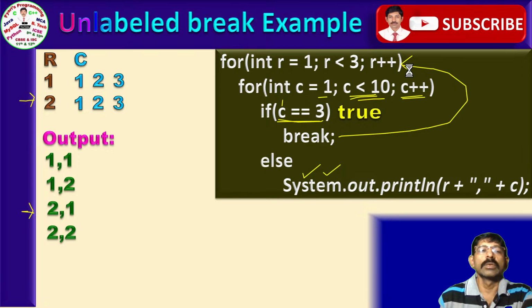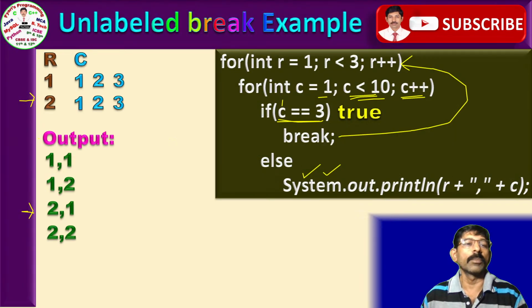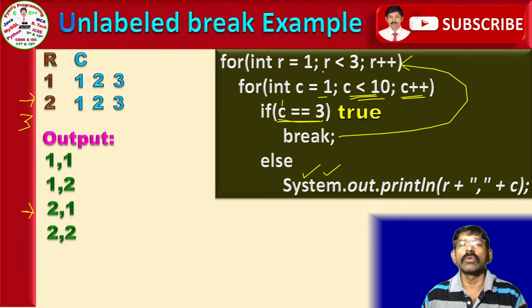Break will take the control out of the loop and control will go back to the outer loop now. R++, R will become 3 now. 3 less than 3, false. It will come out of the complete loop.